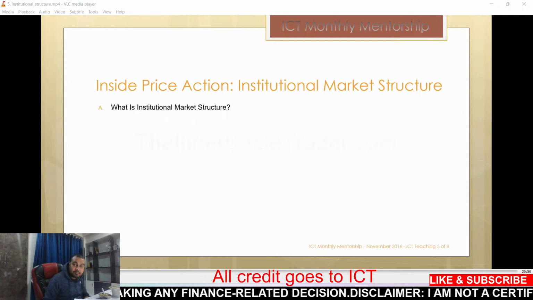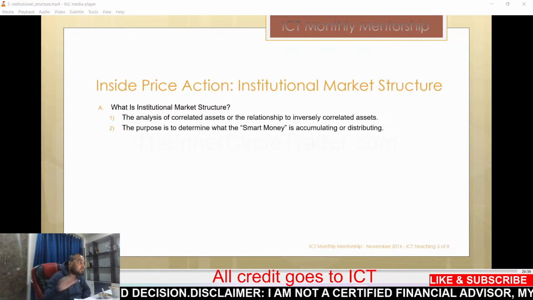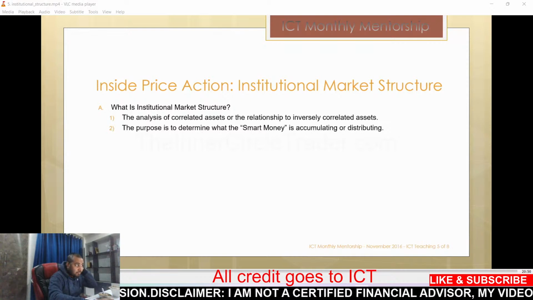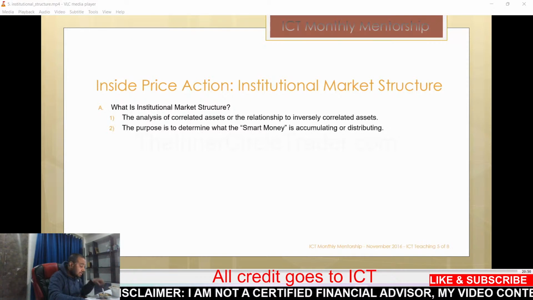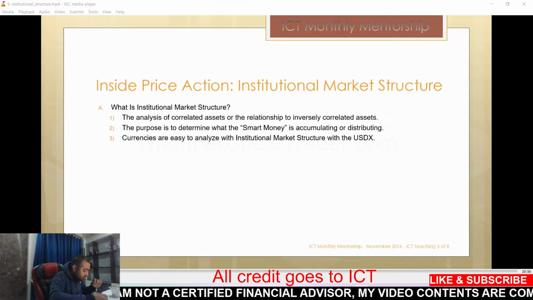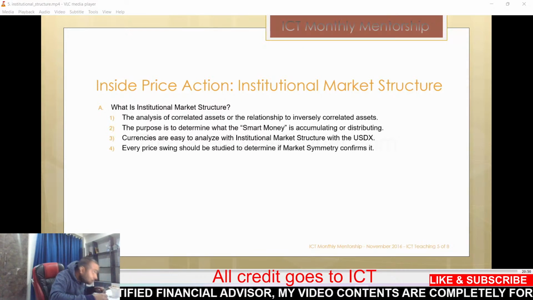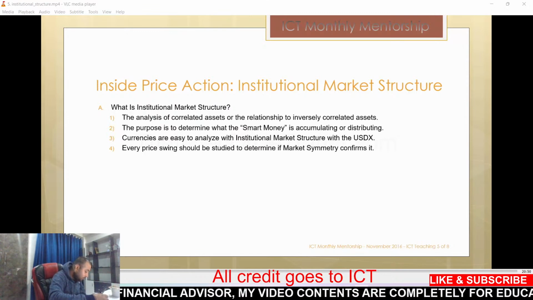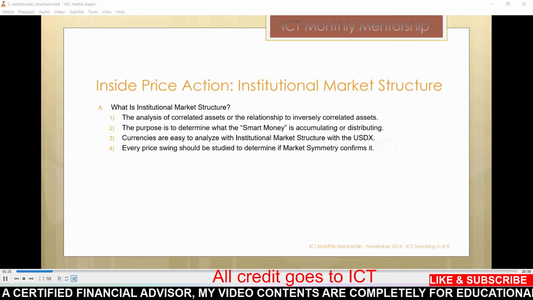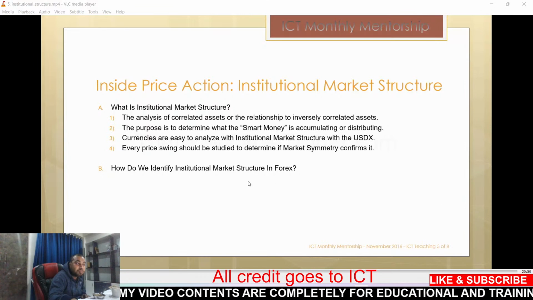Okay, now what is institutional market structure? It's the analysis of correlated assets with a relationship to inversely correlated assets. The purpose is to determine what the smart money is accumulating or distributing. Now, currencies are the easiest to analyze with institutional market structure, and we utilize the dollar index. Every price swing should be studied to determine if market symmetry confirms it. Now, how do we identify institutional market structure in Forex?